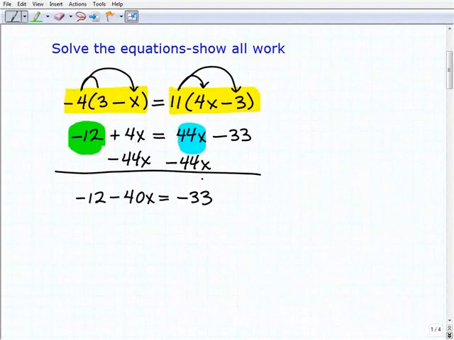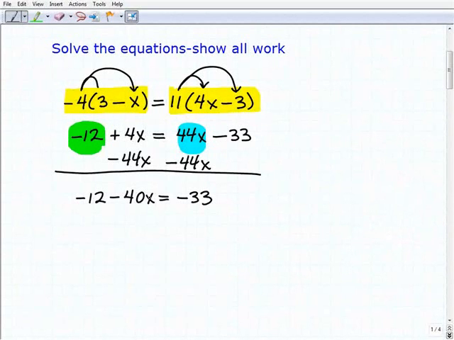Let's double check our work. What we did was use the distributive property. Negative 4 times 3 is negative 12. Negative 4 times negative x is positive 4x. 11 times 4x is 44x. 11 times this negative 3 is negative 33. Now we're moving our variable terms over to the left, so we're subtracting 44x from both sides of the equation. And I get 4x plus a negative 44x, which is negative 40x.